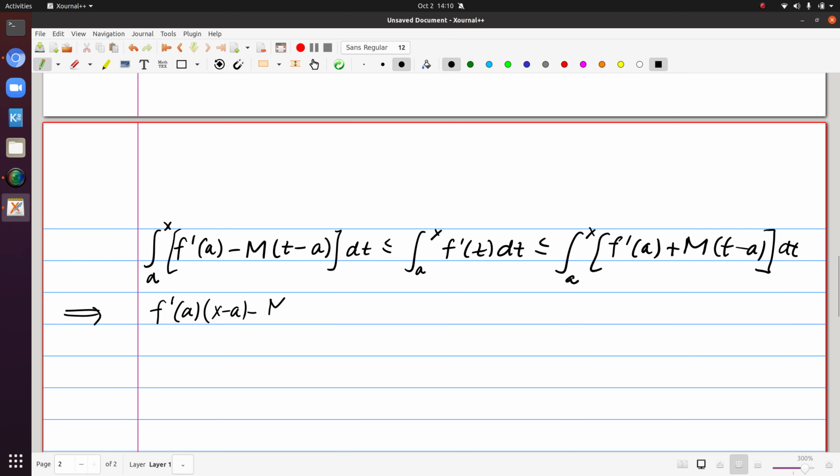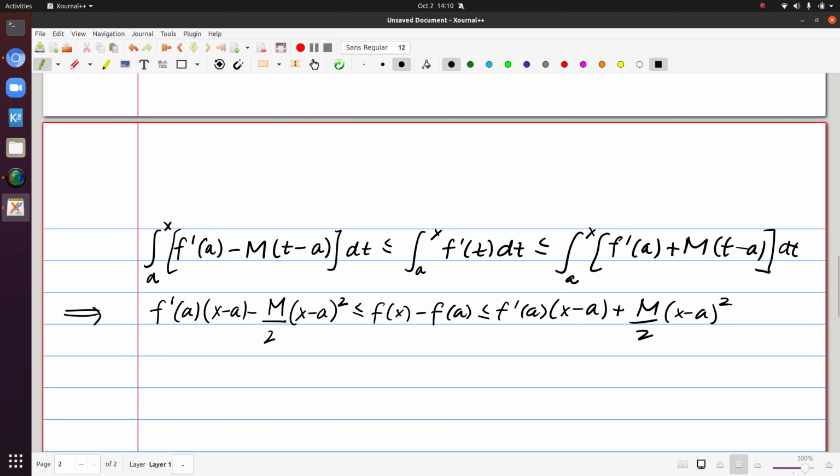So that's going to be m over 2 times x minus a squared. Plugging in the lower bound of a would result in that part being 0. That's now less than or equal to the antiderivative of f prime is just f, and I'm evaluating that at the bounds. And then we get that that in turn is less than or equal to f prime of a times x minus a, now plus m over 2 times x minus a squared.